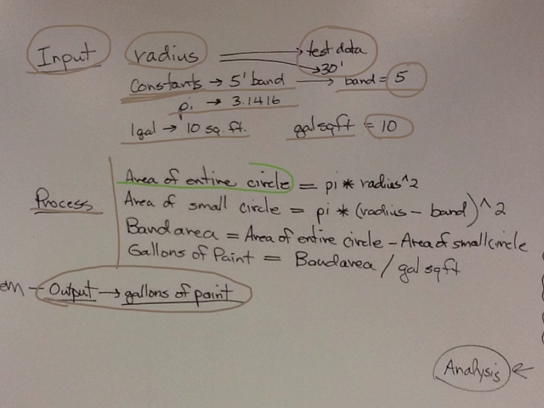Area of the entire circle, we said, would be pi r squared. And we're using the word radius here for the radius. And the area of the small circle is pi r squared, but the radius of the small circle would be our current radius minus how big that band is. In this case, it's 5, right? But instead of putting 5 in there, we put the word band. And that's going to be important later on. And then that's squared, raised to a power.